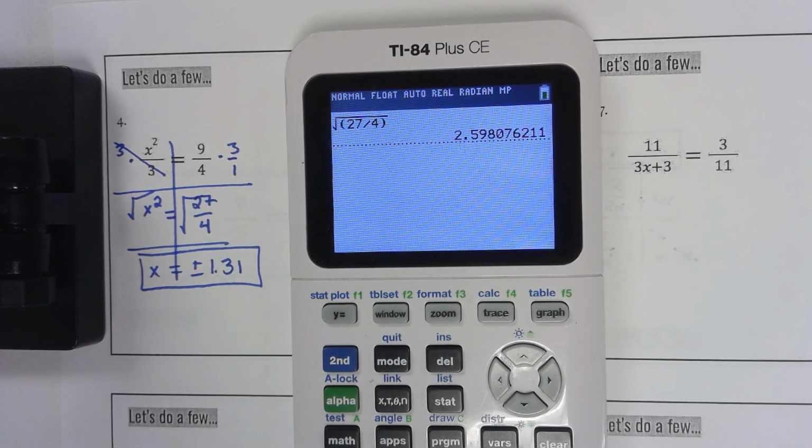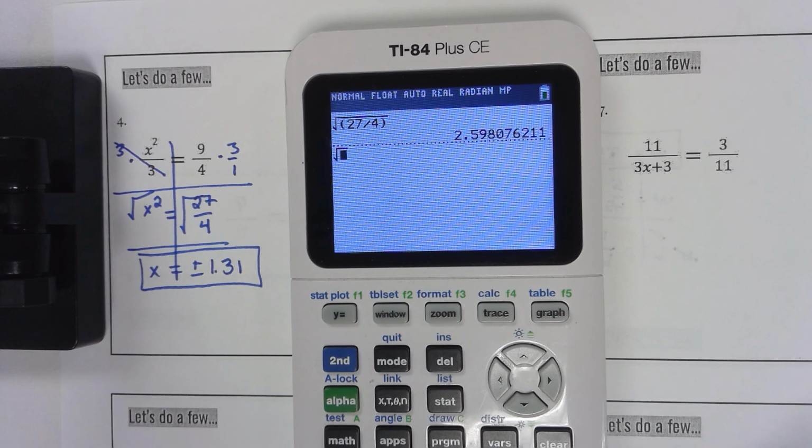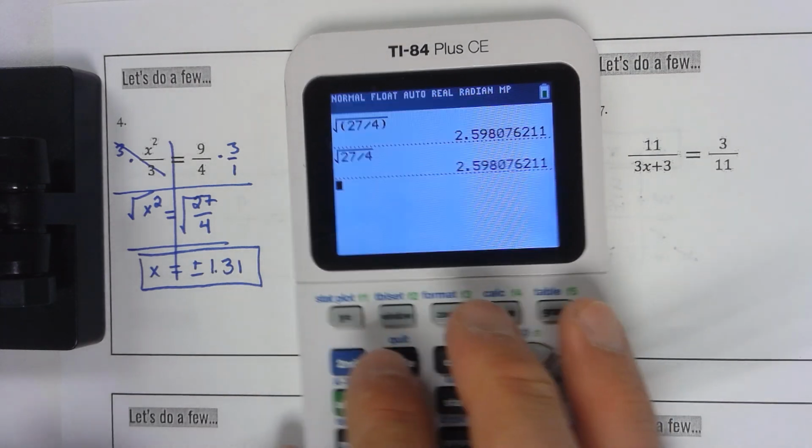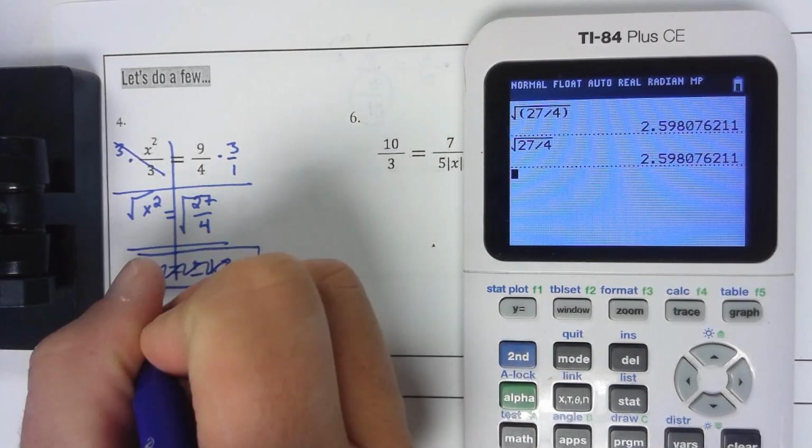Wow, I got that wrong. What did I do the first time? I'm wondering, and this is why parentheses are so important, if I did this, 27 and then divided by 4, it's the same thing. I have no idea what I typed in. Let's fix that.